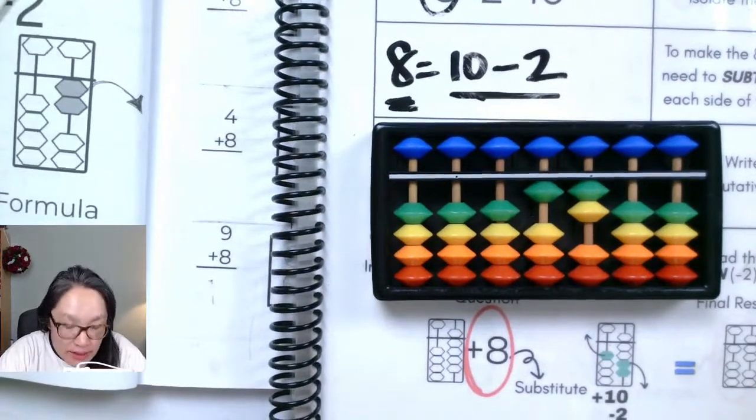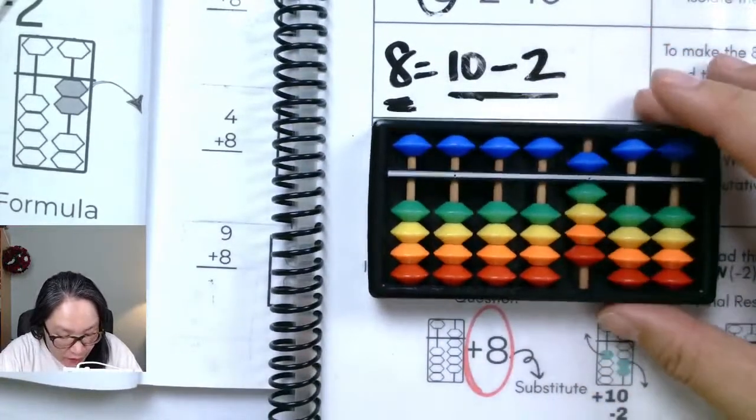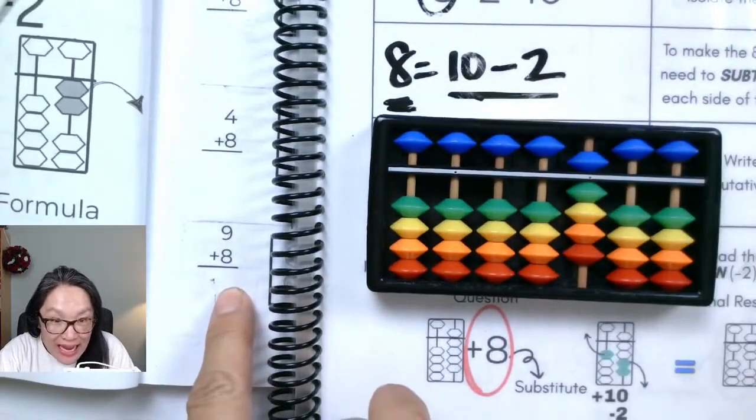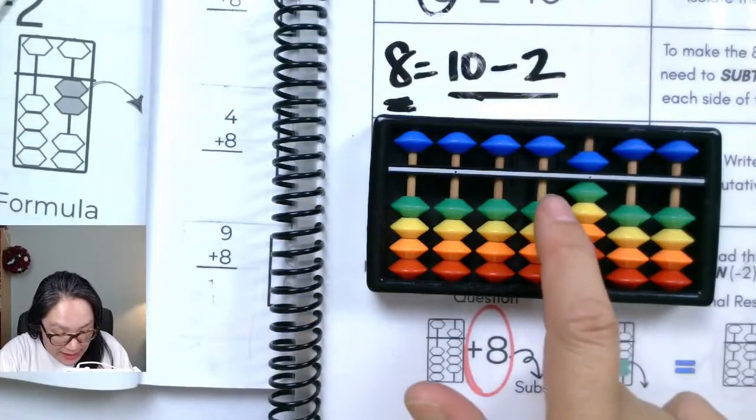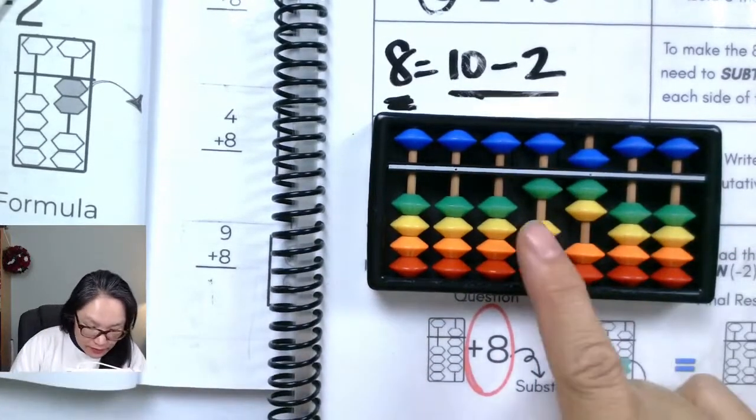How are we doing? Does that make sense? So let's do this one. We can do 9. When we do 9, again, we're being very versatile. We have 8. When we add the 8, what are we going to do? We're going to plus the 10 minus the 2. And now we have 17.